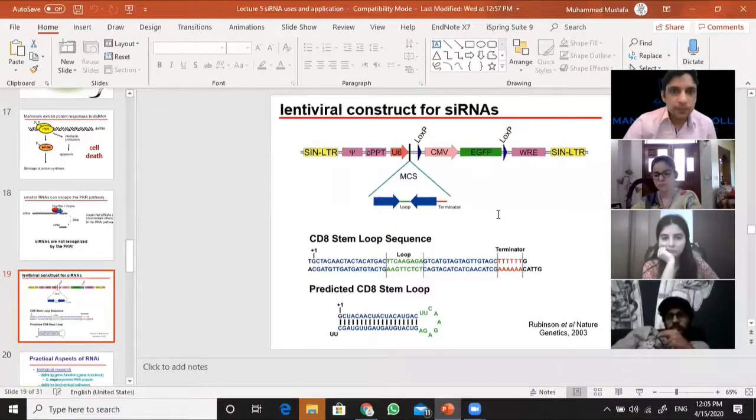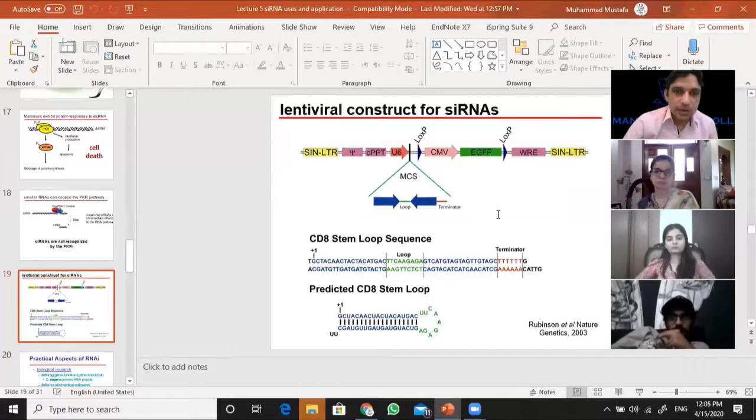Shaista asked a question: can Dicer chop off microRNA and small interfering RNA? And the answer is yes, Shaista. Both of them can. One Dicer will not be able to chop these two together, but two different Dicer proteins can chop off the two different components at the same time.